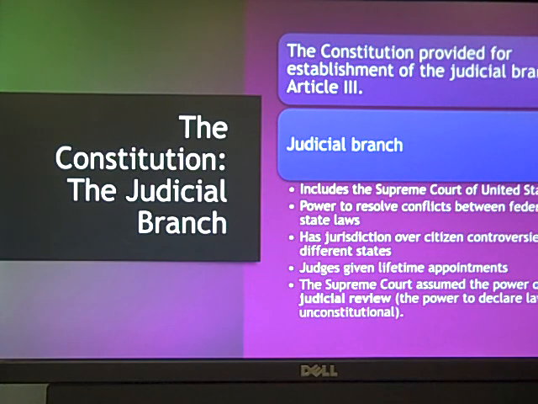United States. And the judicial branch is the third. This is the Supreme Court, right? It is the one that interprets laws.